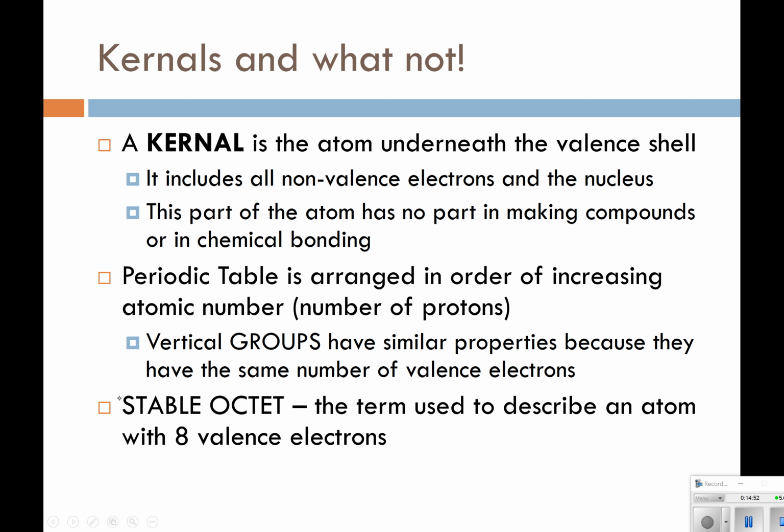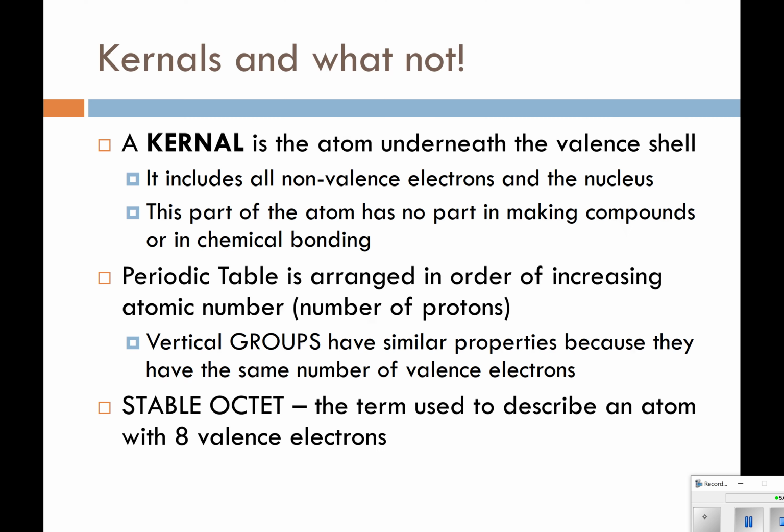We'll expand more on the stable octet in our next lesson. But basically, the stable octet means that the atom has a filled valence shell and is stable and not looking to bond with any other atoms to make any compounds.